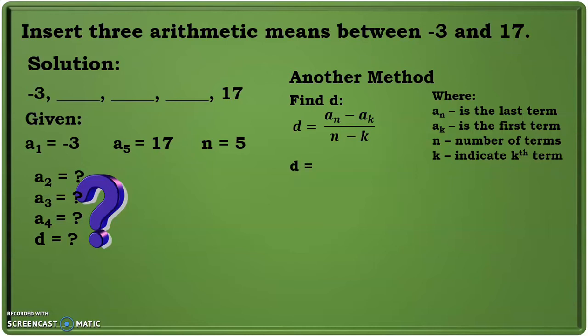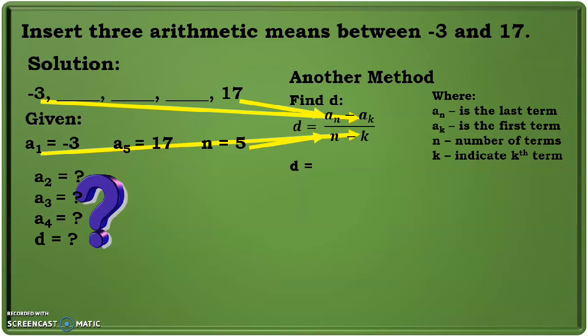Okay, D is equal to... remember that a sub n is the last term, a sub k is the first term in the given sequence, and n is the number of terms, and k is the kth term. So let us now substitute the following data in the formula. A sub n is equal to 17 minus a sub k, which is negative 3, divided by n is equal to 5 and k is equal to 1.